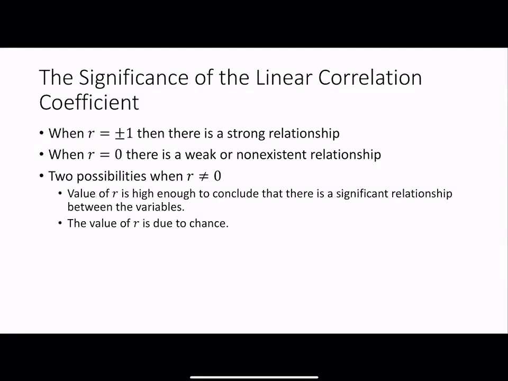Now, the significance of the linear correlation coefficient. When R is positive 1 or negative 1, there is a strong relationship. When it's 0, there's a weak, or what we say a non-existent relationship. You can't make any determination here. So 2 possibilities when R is not 0. The value of R is high enough to conclude that the relationship between the 2 variables is significant. Or the second thing is the value of R is just due to chance. This just so happened to occur. They had no relationship there.